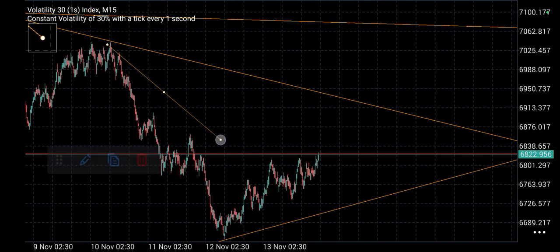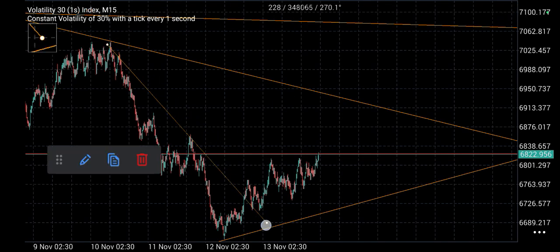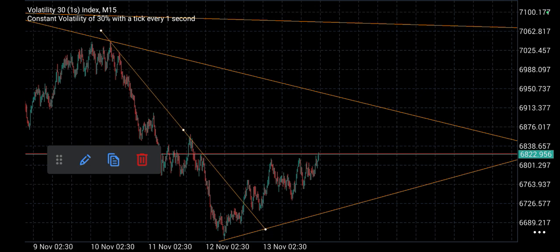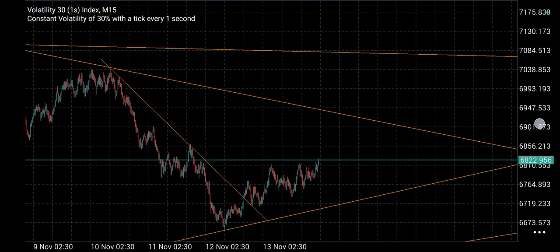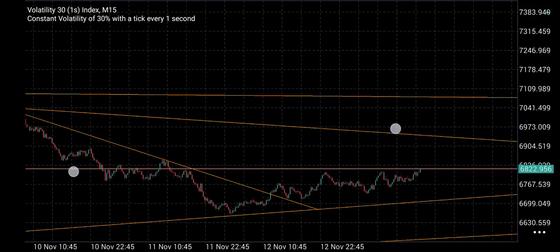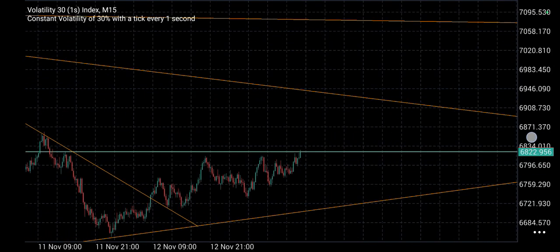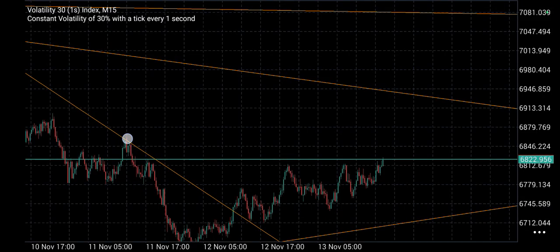Yesterday we had something like this. We had something like this, right? Remember that this is a lower time frame, because you'll be feeling like this thing is cutting through candles. It's cutting a candle here, it's cutting a candle here.